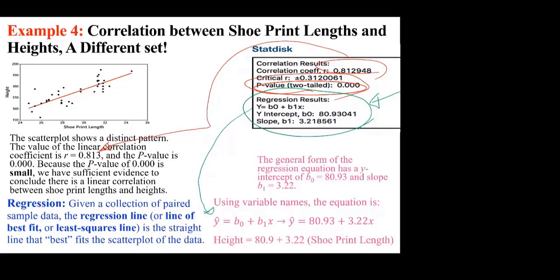What does that mean? That means that if we do the interpretation of this line, the height is 80.93, let's say, or even 80.9, and then 3.22x. What was x? The shoe print length. So the length of the shoe print times 3.22 must be added to 80.93, and roughly that gives us the height of the person.